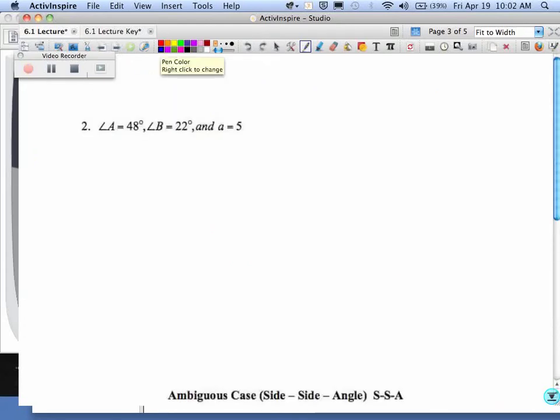So the same thing is going to happen here, just draw a triangle. I know my triangles tend to look equilateral, equiangular, but it doesn't matter. I'm not trying to draw something to scale or anything, so don't worry about it. I typically always start with A, B, C. So A is going to be 48, B is 22, and little a over here is 5.